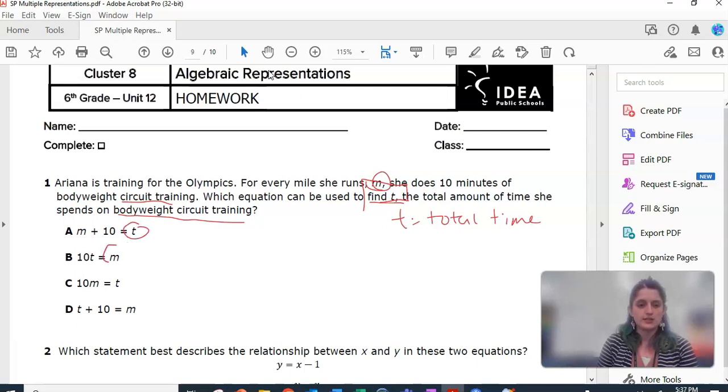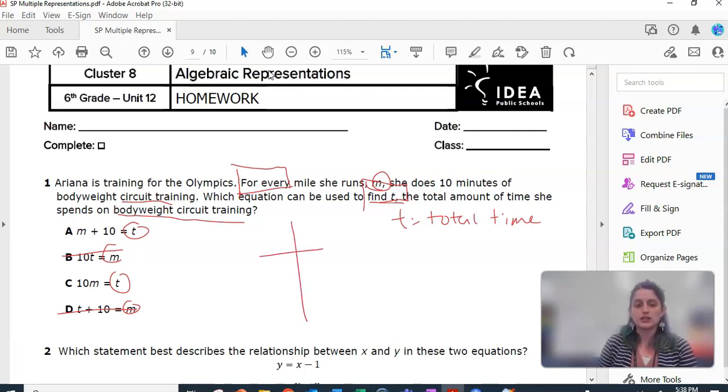T is our answer. T is, oops, nope. T is our answer. Okay. We're deciding between an additive and a multiplicative relationship. For every is a pretty significant hint. Every mile she runs, she does 10 minutes.